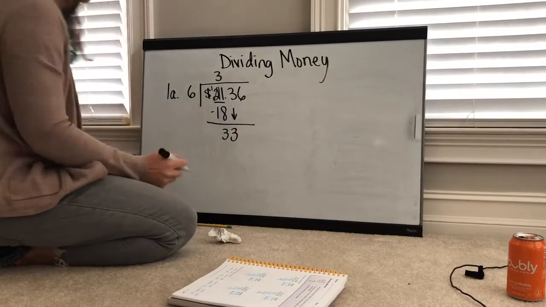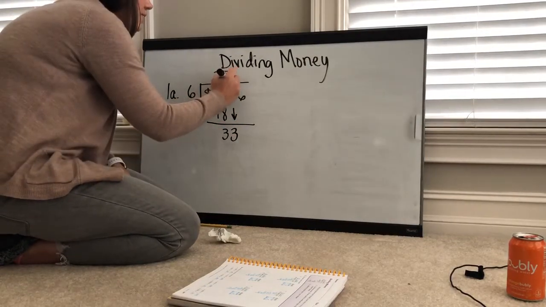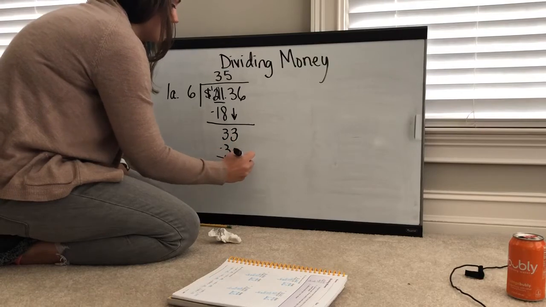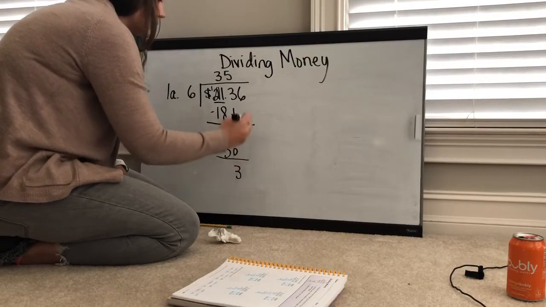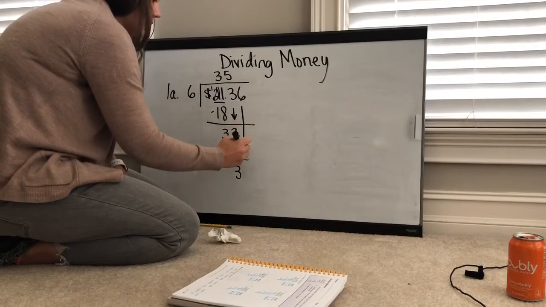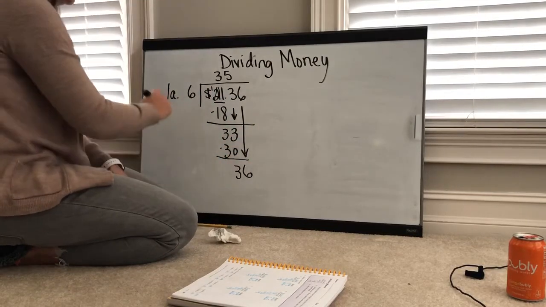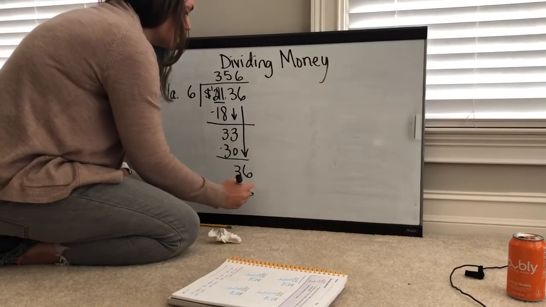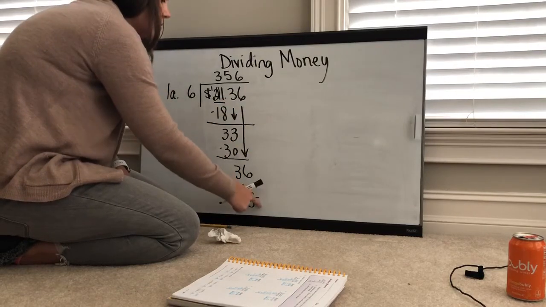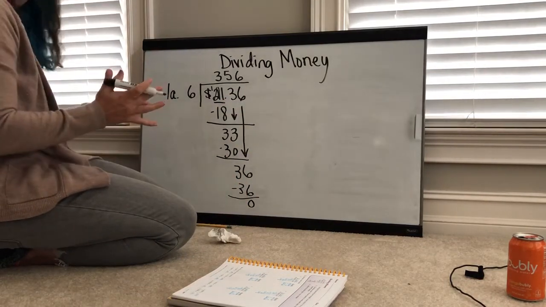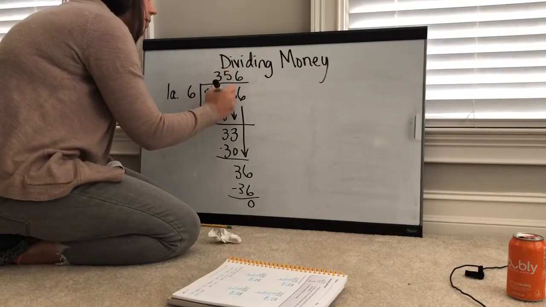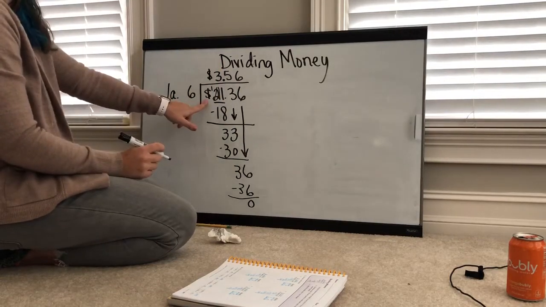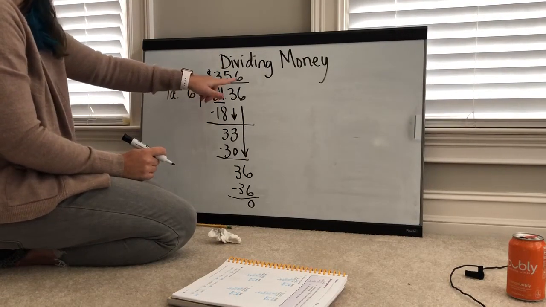Now I'm going to bring down. 6 goes into 33 5 times. I know 6 times 5 is 30. 6 times 6 is 36. That's too big, so we're going to stay at 5. 33 minus 30 is 3. It's smaller than 6, so I'm on the right track. So now I'm going to bring down my last number. 6 goes into 36. It goes 6 times. 6 times 6 is 36. There's nothing left to bring down, so I know that I am done dividing. My last step, though, with this new concept is to bring my decimal point directly up and to add my dollar sign. So $21.36 divided by 6 gives me $3.56.